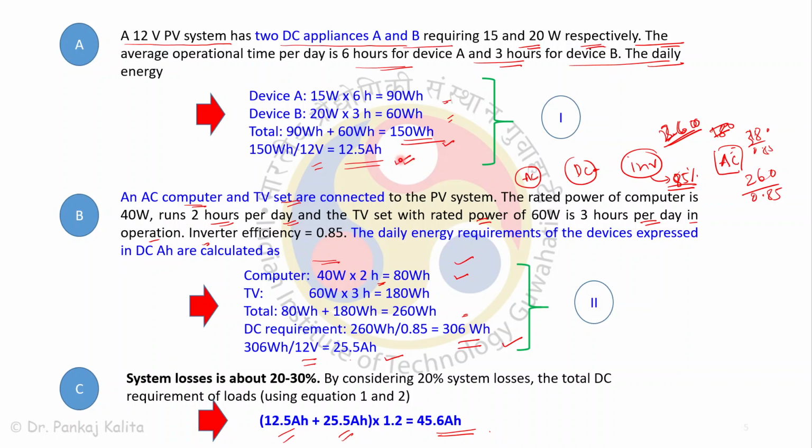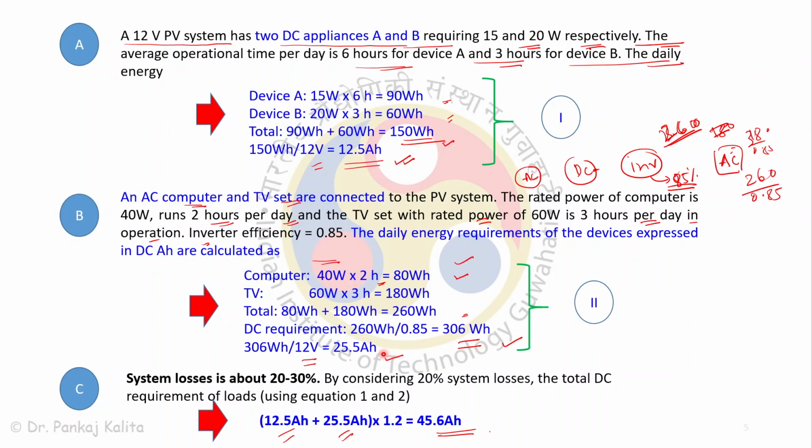Another question is that an AC computer and TV set are connected to the PV system. The rated power is this. The inverter efficiency is this much. So the daily energy requirement of the device is expressed in DC ampere hour. So it's the same as the previous question. Based on the usage and power rating, you calculate the amount of energy required for the computer and TV. Then you total it, divide it by 0.85 because inverter efficiency is 0.85. So this much power has to be actually supplied by the PV. So divided by 12 volt PV.